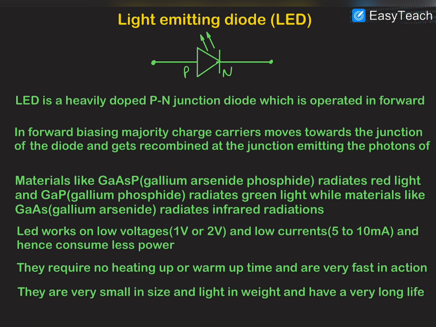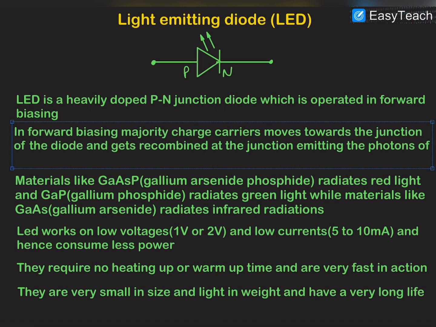Now, the symbol of LED, first of all, is like that. This is the symbol of LED. These two arrows show that light photons are being emitted from this LED, and the LED is a heavily doped PN junction diode, which has a large number of majority charge carriers.